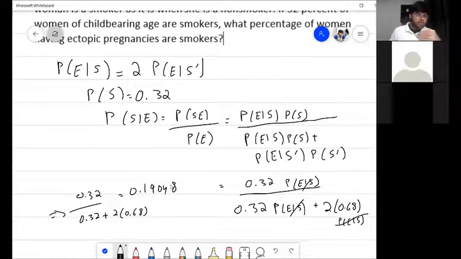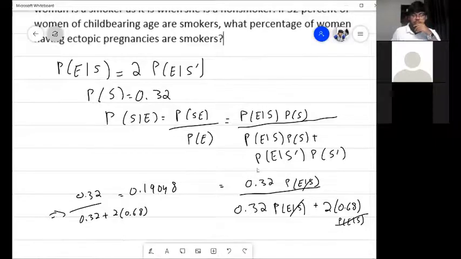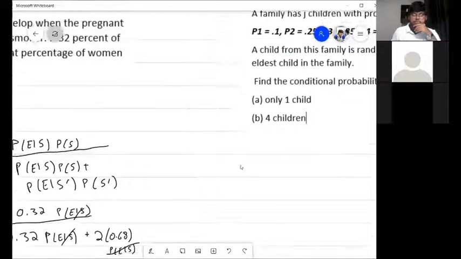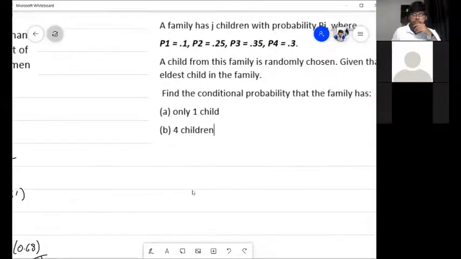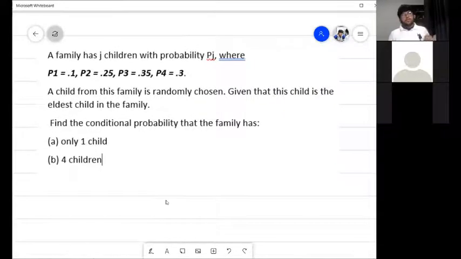I just wanted to go over total probability one more time. So if there are any questions, please ask away, otherwise I'll move on. Okay, I'm assuming there are no questions, so I'll move on to the third question.